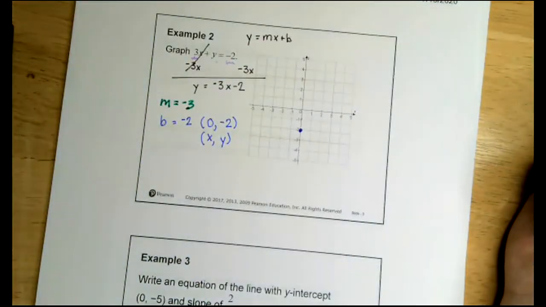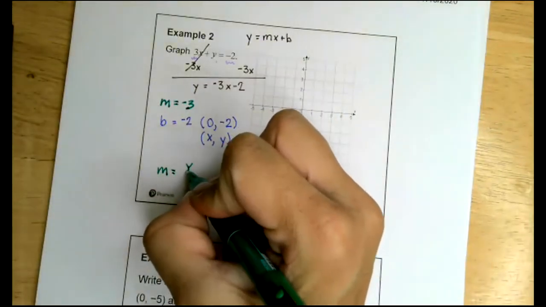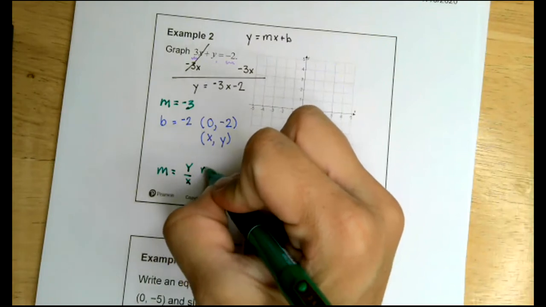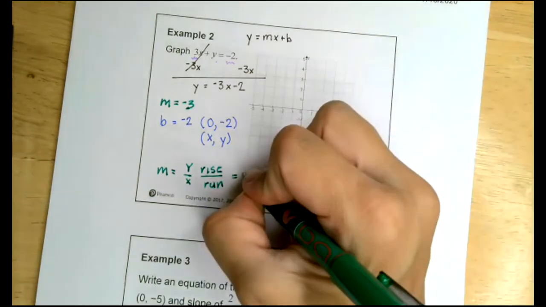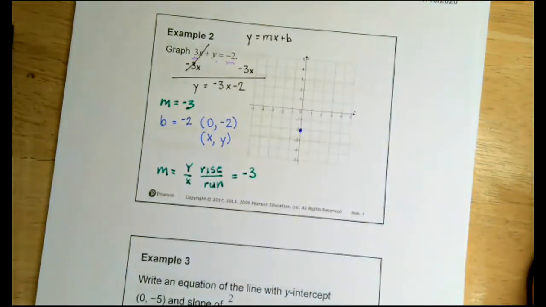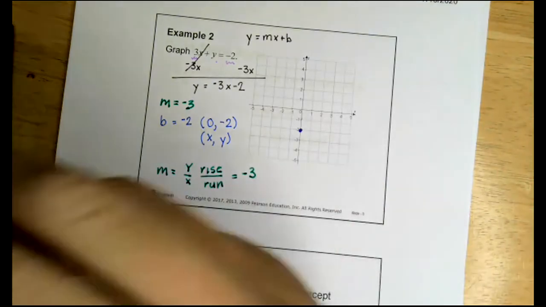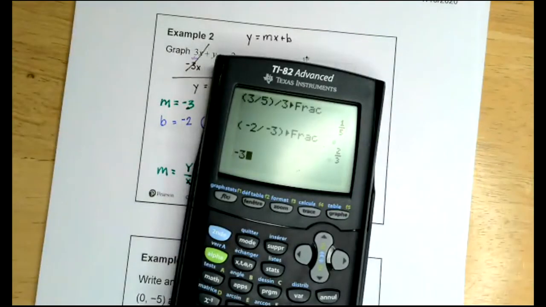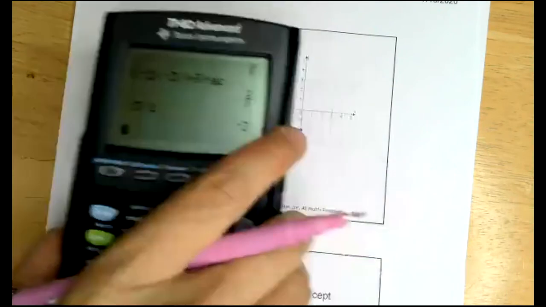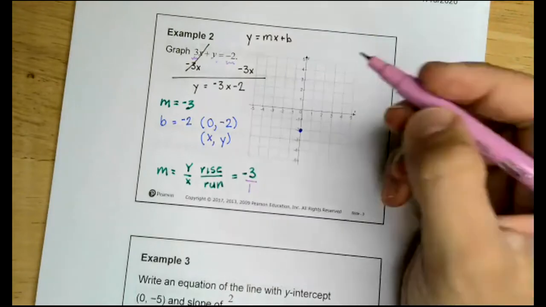Our slope is -3. Our slope is y over x, rise over run, right? And what we have is a -3. What would my run be? All I have is a -3. Any number divided by 1 is itself. -3 divided by 1 is -3. So I rise -3, I run 1.